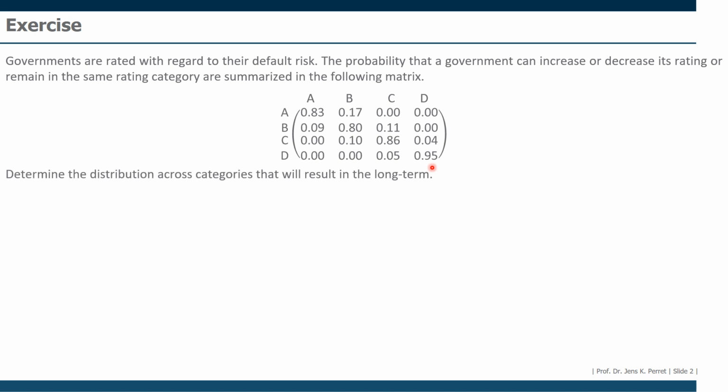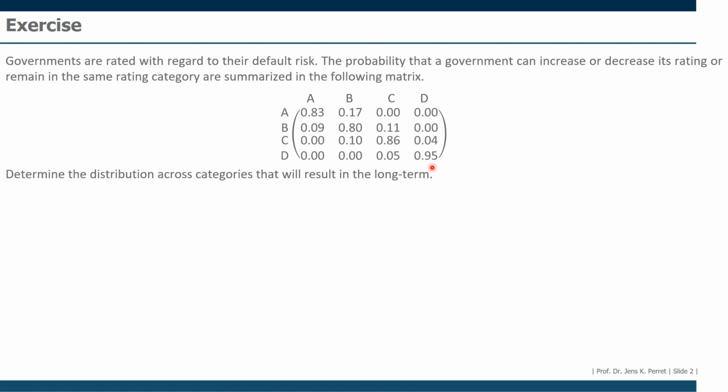Our actual task, what we're going to do here, is determine the distribution across categories that will result in the long term. So, the question more or less is, is there a steady state? And if so, we should calculate this steady state of the governments.